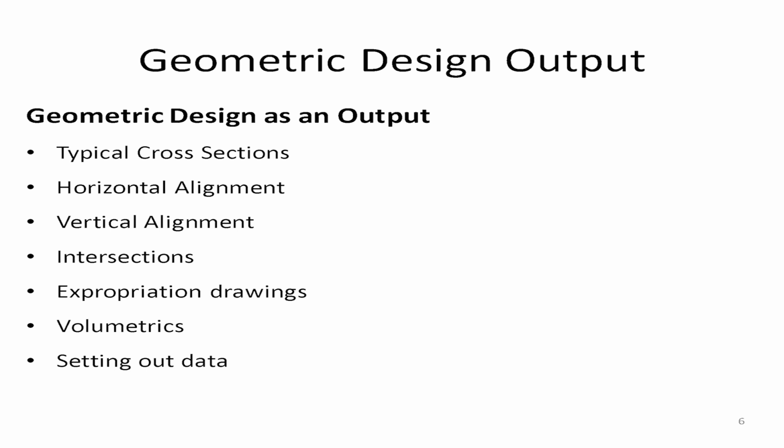The output of geometric design, or geometric design as an output, brings us typical cross sections, horizontal alignment, vertical alignment, intersections, expropriation drawings, volumetrics, and setting out information so that the design, after setting out, can be implemented or constructed.